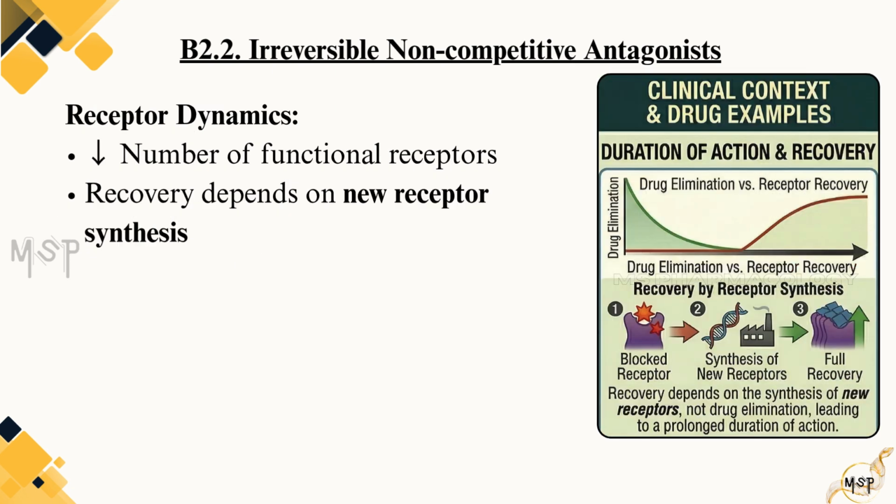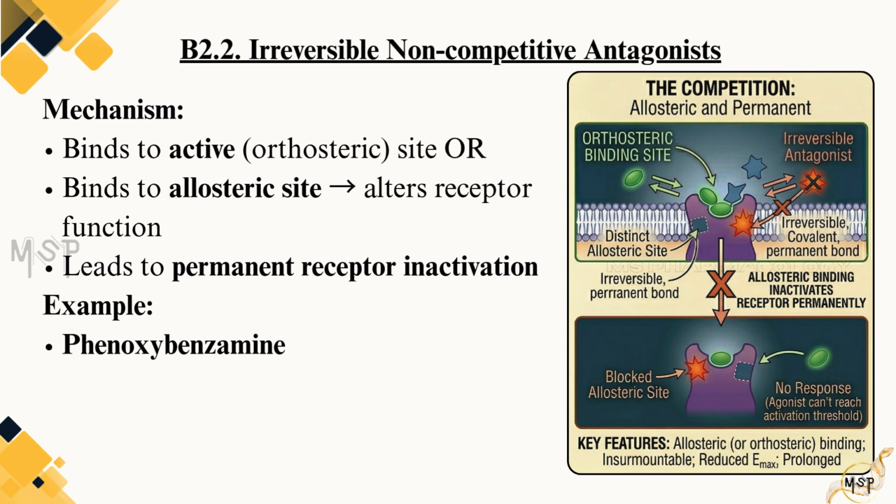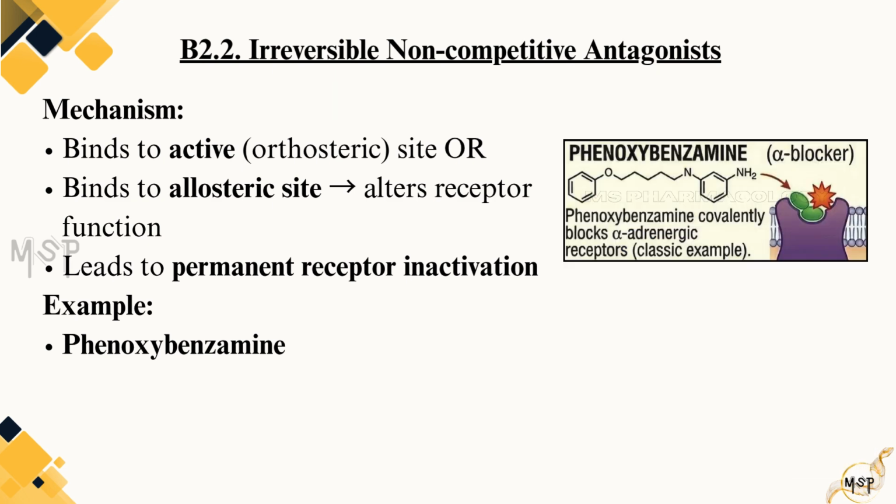Recovery from this type of antagonism depends on the synthesis of new receptors, not on the elimination of the drug. Therefore, the duration of action is often prolonged. Mechanistically, the antagonist may bind either to the active site or to an allosteric site that alters receptor function. In both cases, the outcome is loss of receptor activity. A classic example is phenoxybenzamine, which irreversibly blocks alpha-adrenergic receptors and is used in conditions like pheochromocytoma.